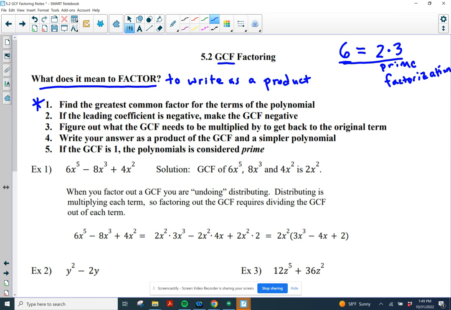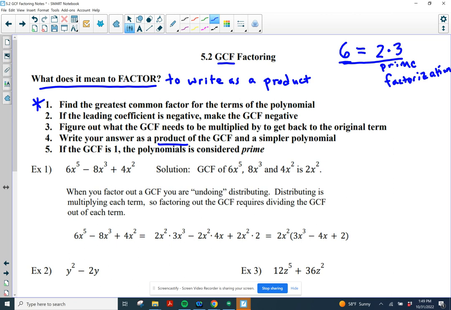If the leading coefficient is negative, we'd like to have polynomials in standard form when we're factoring, so you're going to want to make your GCF negative and factor out a negative with that GCF. Third thing, figure out what the GCF needs to be multiplied by to get back to the original term. Fourth thing, write your answer as a product. There's that word product again, so we're multiplying. Write your answer as a product of the GCF and a simpler polynomial. If the GCF is a 1, the polynomial is considered to be prime, and we won't write it as a product of simpler things because it really can't be done. Okay?